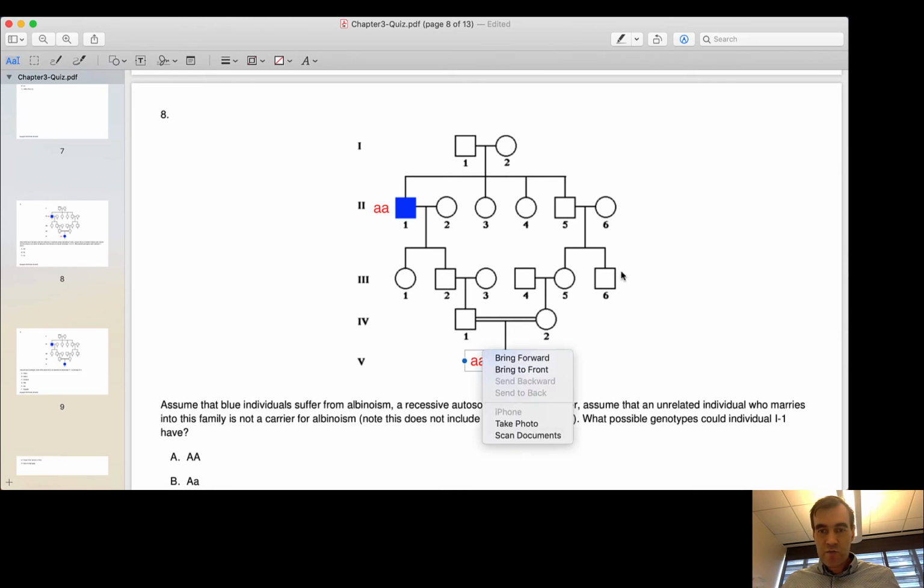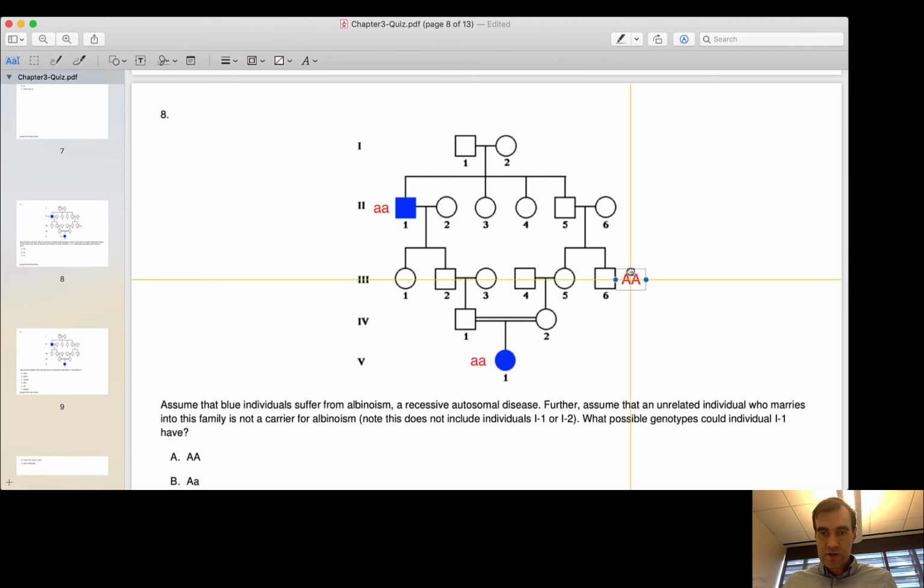Some individuals we also can mark because we have been told that individuals that marry into the family are not carriers. So we can also fill in, for example, this individual, this individual, this individual, and this individual, and this individual. So you might also wonder about 1-1 and 1-2. We can't assume that those individuals don't have albinism because we have evidence to the contrary. So this individual is little a, and so we know with certainty that both of these individuals are carriers.